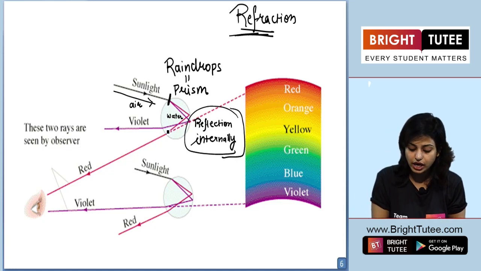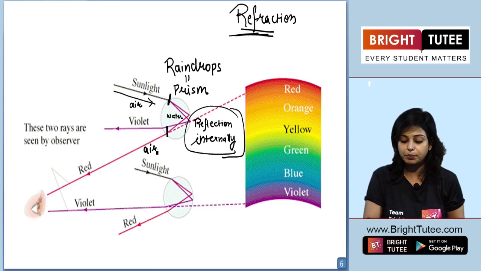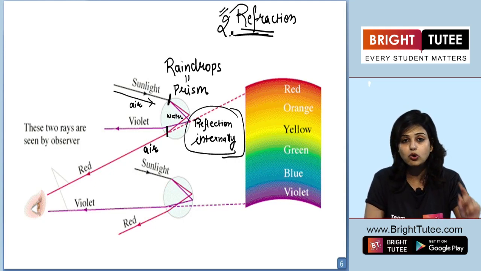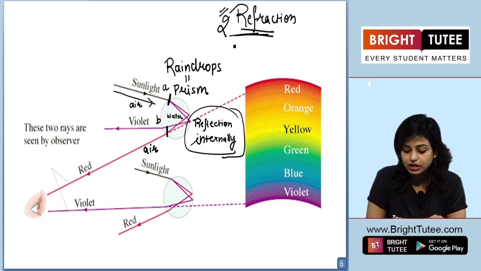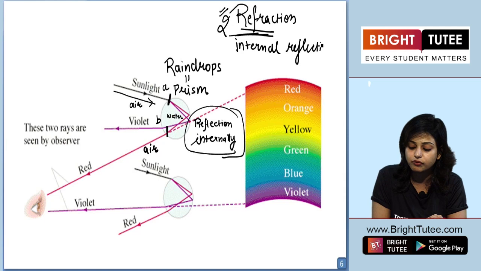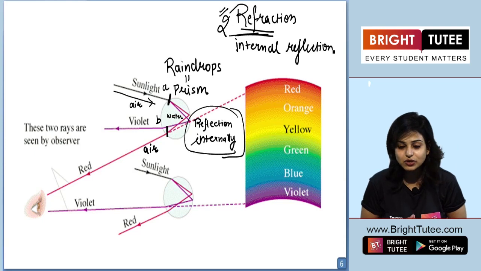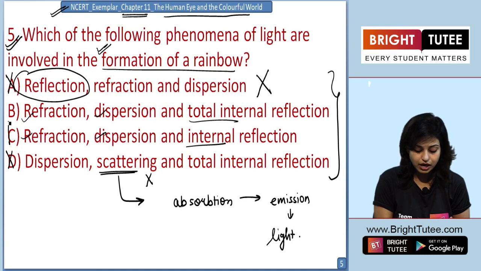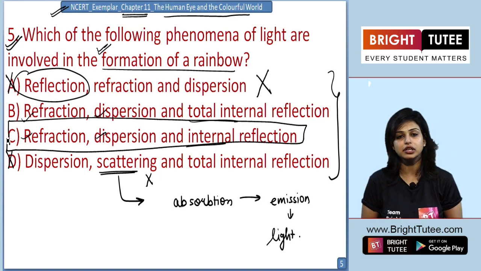After the internal reflection, again from water, the light ray comes out in the air. So again, what is happening? Refraction. So if you have to answer the problem, you can say there are two refractions occurring at two points, A and B, and there is internal reflection that is occurring during the formation of a rainbow, and the whole phenomenon is nothing less than dispersion. Right, students? So what is the correct answer? The correct answer for the problem is option C, that says refraction, dispersion and internal reflection.